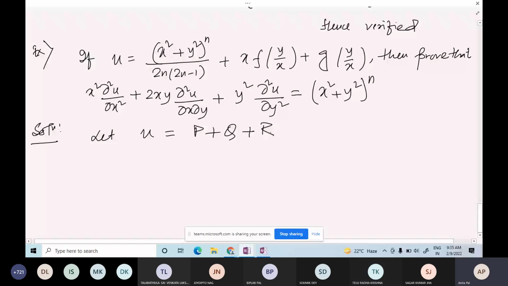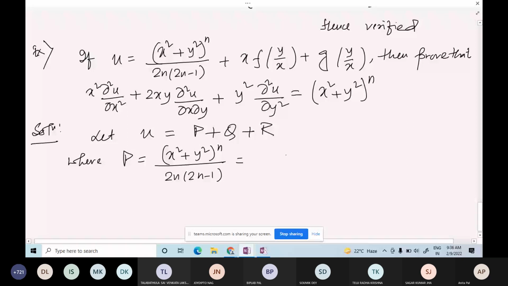See what we are doing? We are putting the names P, Q, R for each of these terms. U is having 3 parts, you can see: this expression plus some expression plus another expression. So every term we are putting in the name of P, Q, R. What is P? P is x squared plus y squared to the power n, 2n minus 1. Is it a homogeneous function? And what is the degree of it?